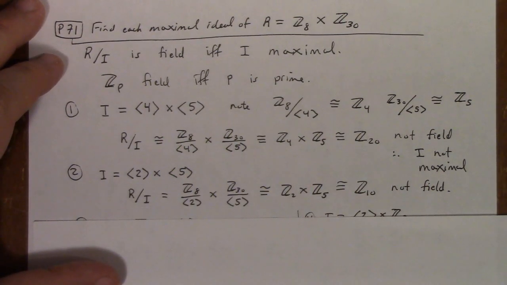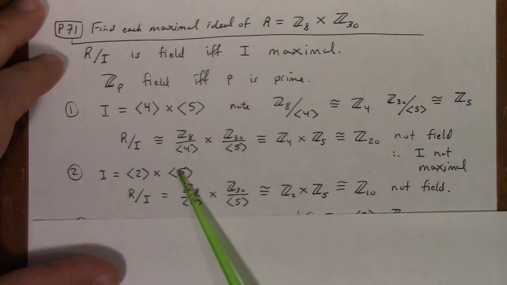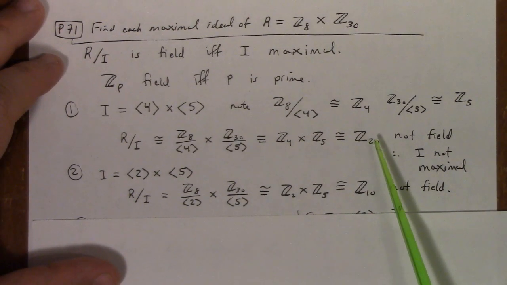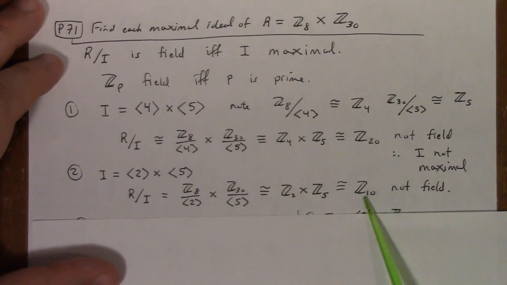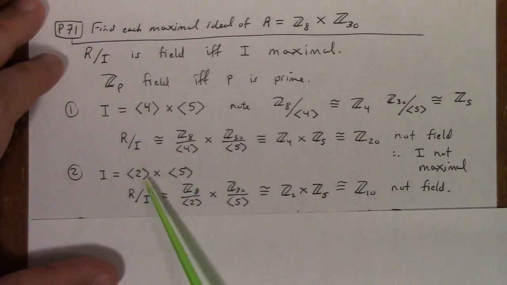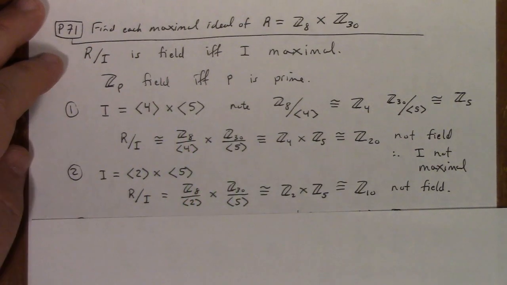And then I thought, well, I'll try 2 and 5, and that gives me Z2 cross Z5, which is Z10. Again, not a field, right? And it's not even an integral domain, because there's zero divisors in here. So this I and that I are neither maximal nor prime.